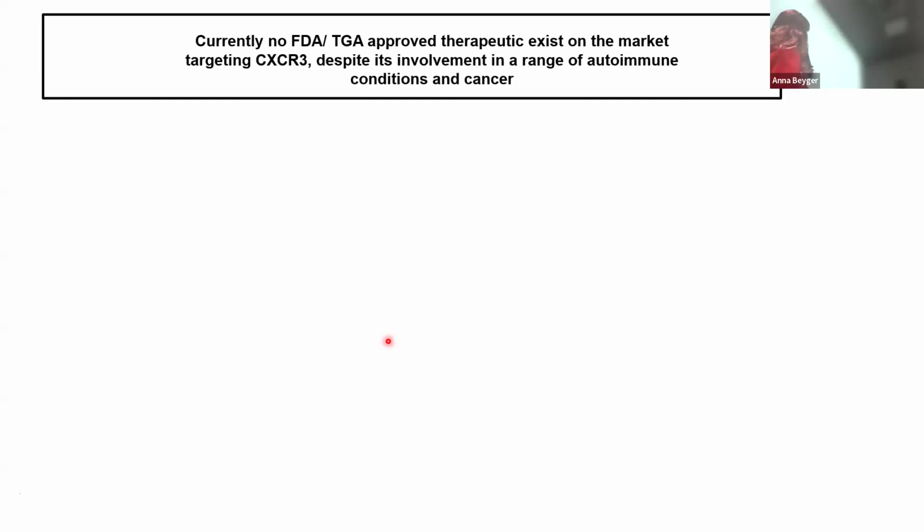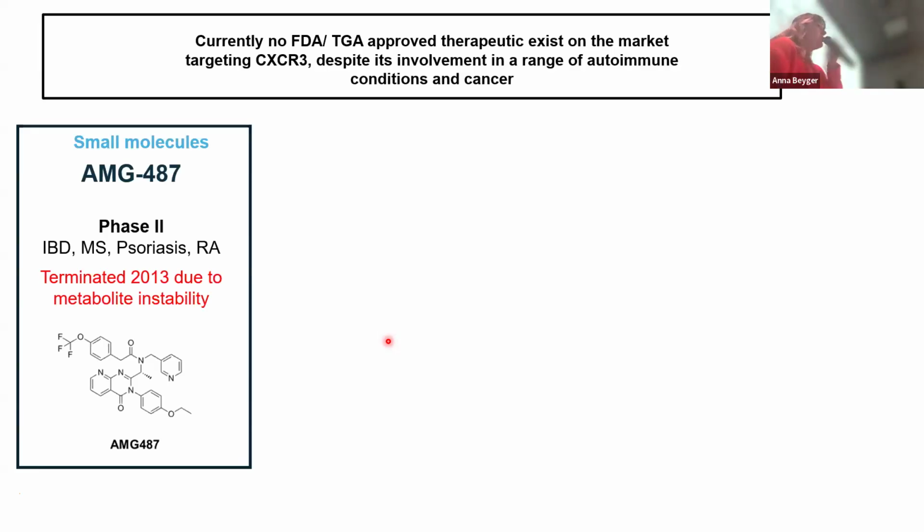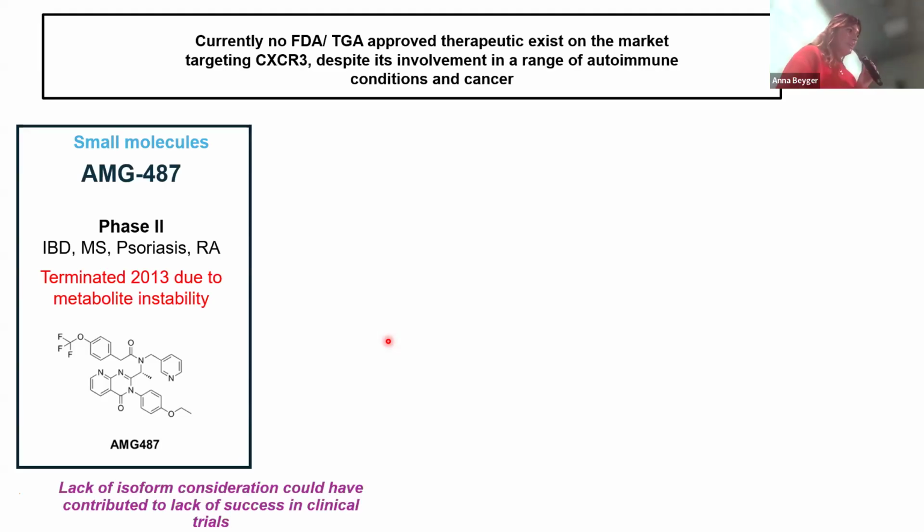So currently there is no clinically approved drug for CXCR3 on the market, despite this receptor being involved in a range of autoimmune and cancerous conditions. However, there have been some contenders. One small molecule, AMG 487, actually reached the furthest in clinical trials, reaching phase 2 for MS, psoriasis, and RA, but was terminated due to metabolite instability.